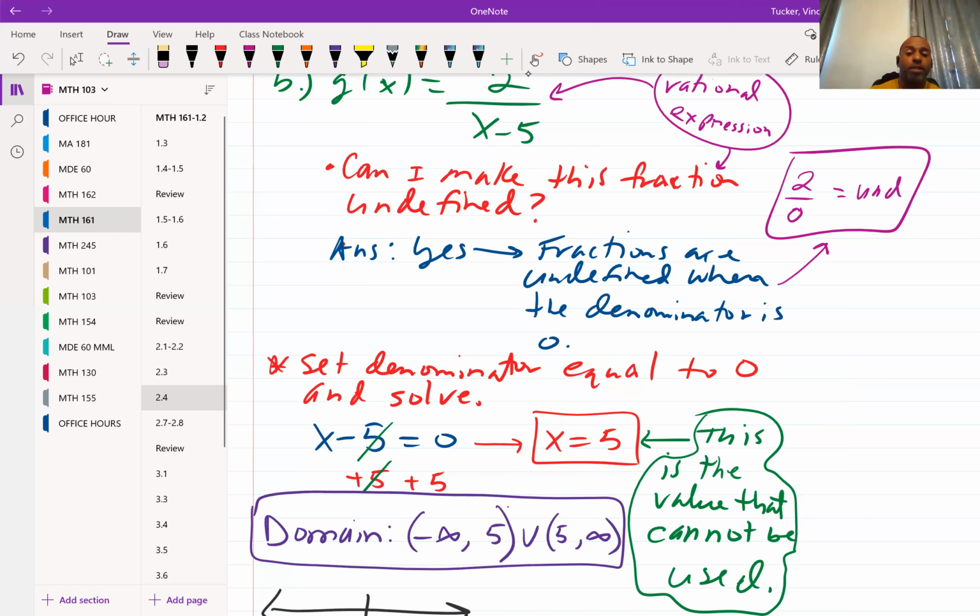Don't forget that the parentheses on the 5 means I can get as close to 5 as I want, but I cannot use 5. So that's why we use parentheses on that 5. Just letting you know you can get as close to 5 as possible on the left side, and then close to 5 as possible on the right side. You just cannot use 5.